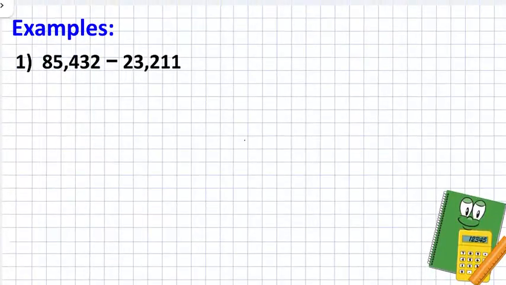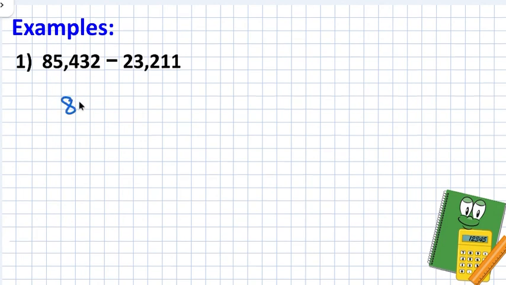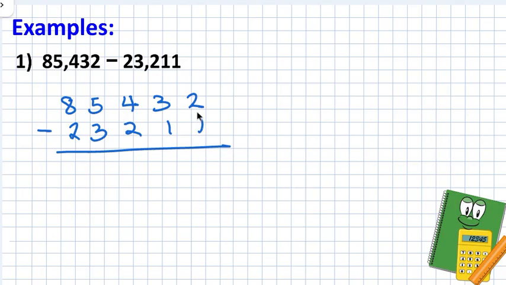For our first example, we have 85,432 take away, or minus, 23,211. So the first thing you need to do is arrange them in columns. So in the first set of numbers we have 85432, minus or take away 23211. Okay, so to subtract, we start from the first column at the right.